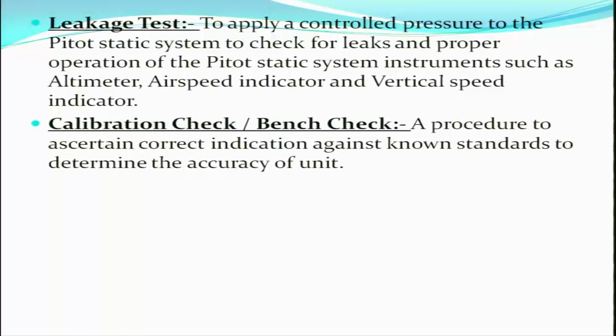Calibration check or the bench check is a procedure to ascertain correct indication against known standards to determine the accuracy of a unit. So, calibration check or a bench check is a procedure to know whether the particular component being checked is accurate when it is checked against the known standards by using a master gauge.